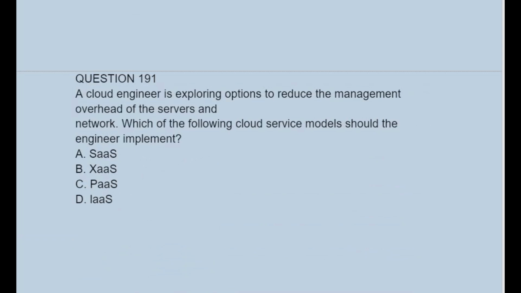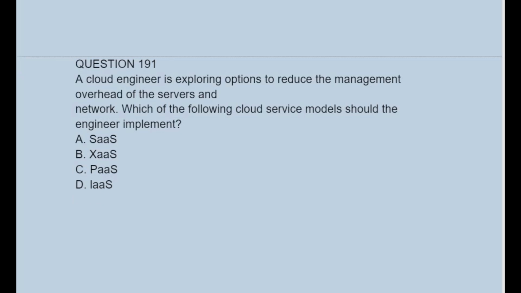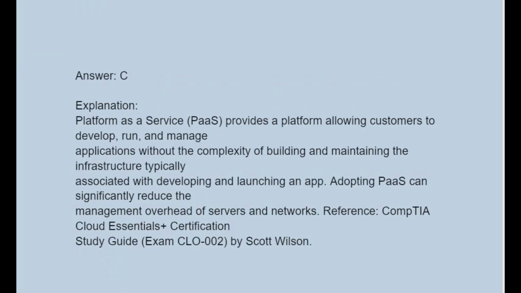Question is, a cloud engineer is exploring options to reduce the management overhead of the servers and network. Which of the following cloud service models should the engineer implement? Option A, SaaS. Option B, XaaS. Option C, PaaS. Option D, IaaS. Correct answer is option C.